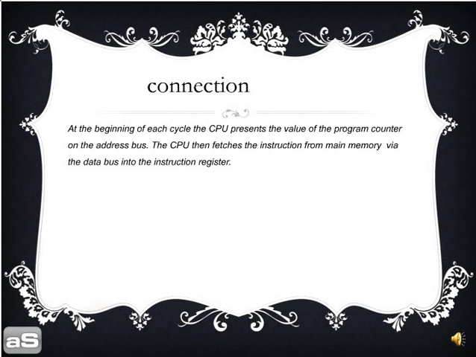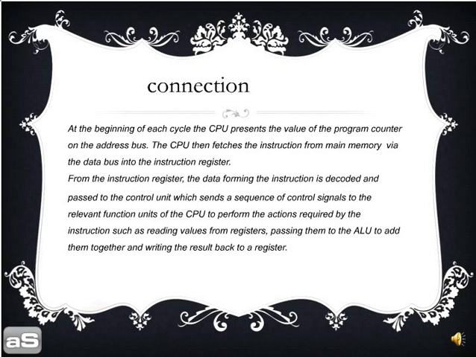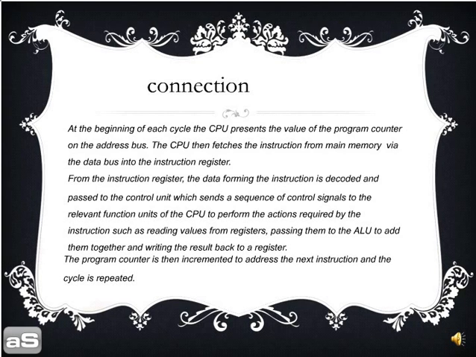Connection. At the beginning of each cycle, the CPU presents the value of the program counter on the address bus. The CPU then fetches the instruction from main memory via the data bus into the instruction register. From the instruction register, the data forming the instruction is decoded and passed to the control unit, which sends a sequence of control signals to the relevant function units of the CPU to perform the actions required by the instruction, such as reading values from registers, passing them to the ALU to add them together, and writing the result back to the register. The program counter is then incremented to address the next instruction, and the cycle is repeated.